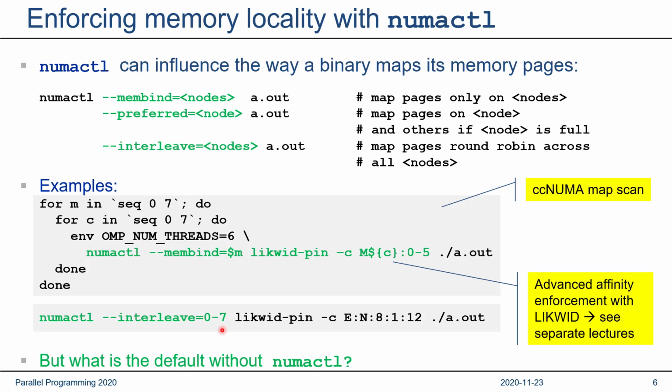Alright, so this is how we run these benchmarks and how we take control of the placement. However, what is the default without numactl? Imagine you have an OpenMP code that has so many threads that it spans multiple NUMA domains. How do you make sure that every thread will get its memory in its local domain? This question was not answered up to now.